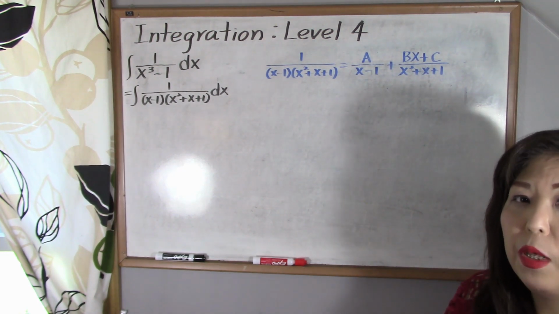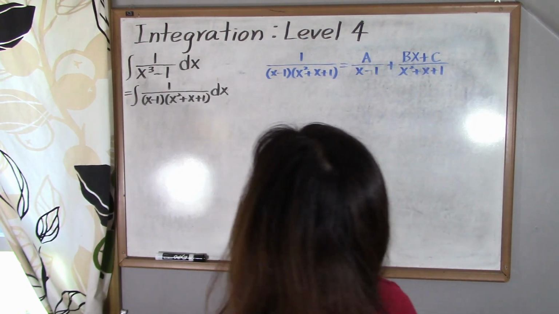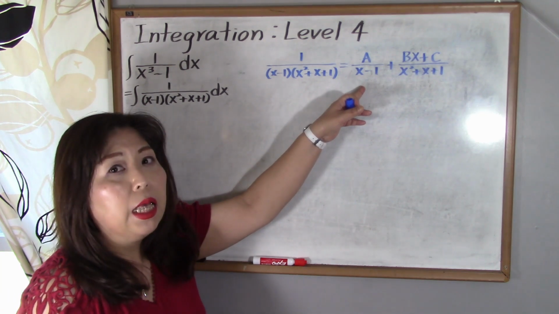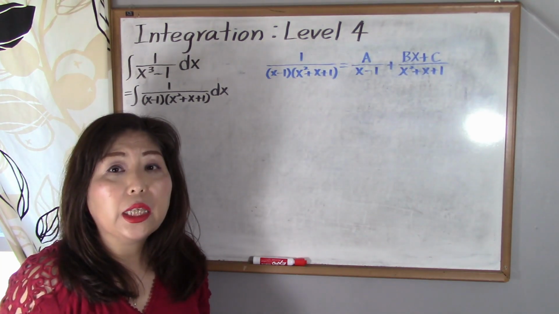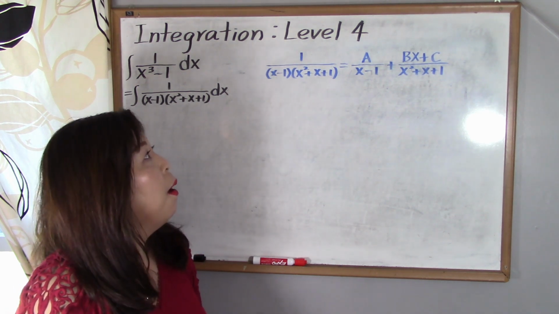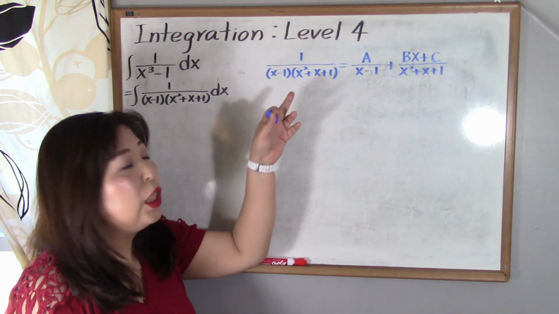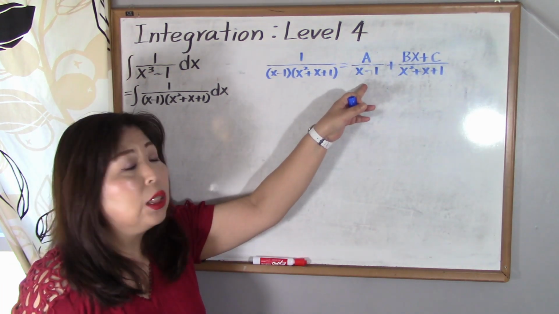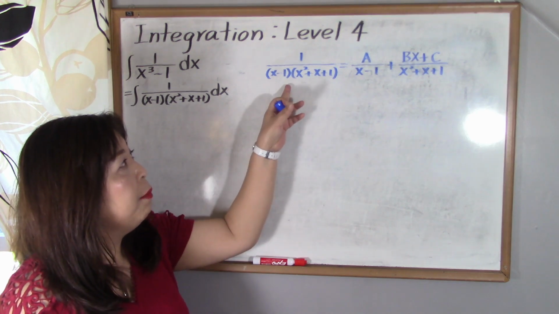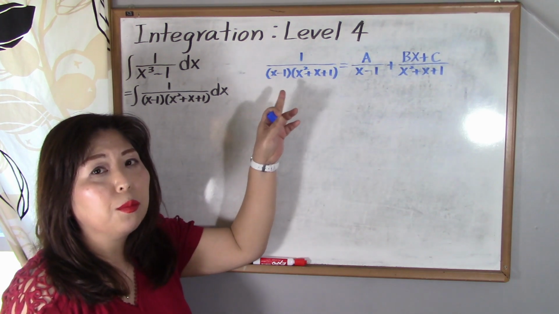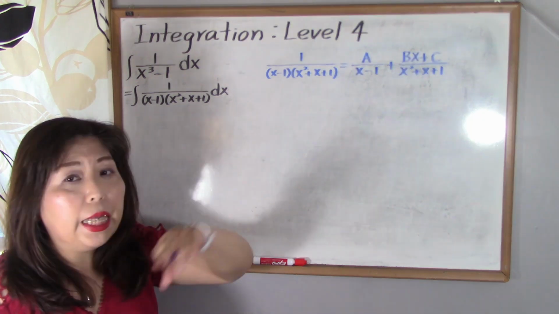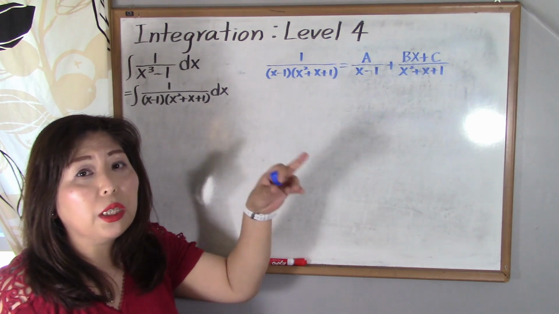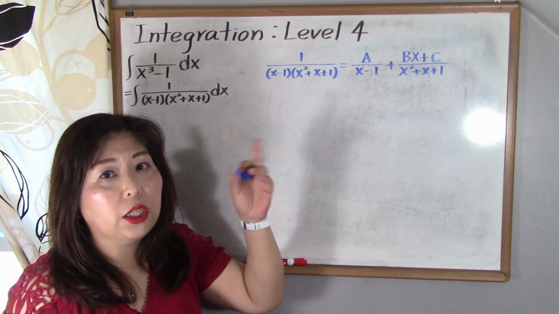So, now we have to find a, b, and c. The values of a, b, and c. So, what are we going to do? So, first of all, we're going to multiply this fraction by x squared plus x plus 1 over x squared plus x plus 1. Because we want to make this denominator the same as here, greatest common denominator. And then next step, we're going to multiply this fraction by x minus 1 over x minus 1. It's the same reason.